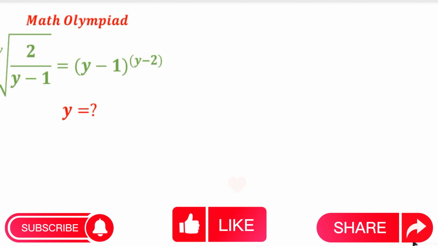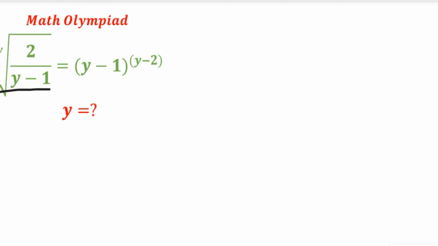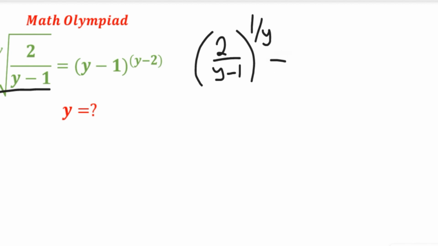Now let's get started. To solve this question, all we simply need to do is to simplify the left-hand side first. To simplify the left-hand side, we're simply going to bring out the value of y, and that will be 2 divided by y minus 1, all to the power of 1 over y, and that will be equal to y minus 1 raised to the power of y minus 2.